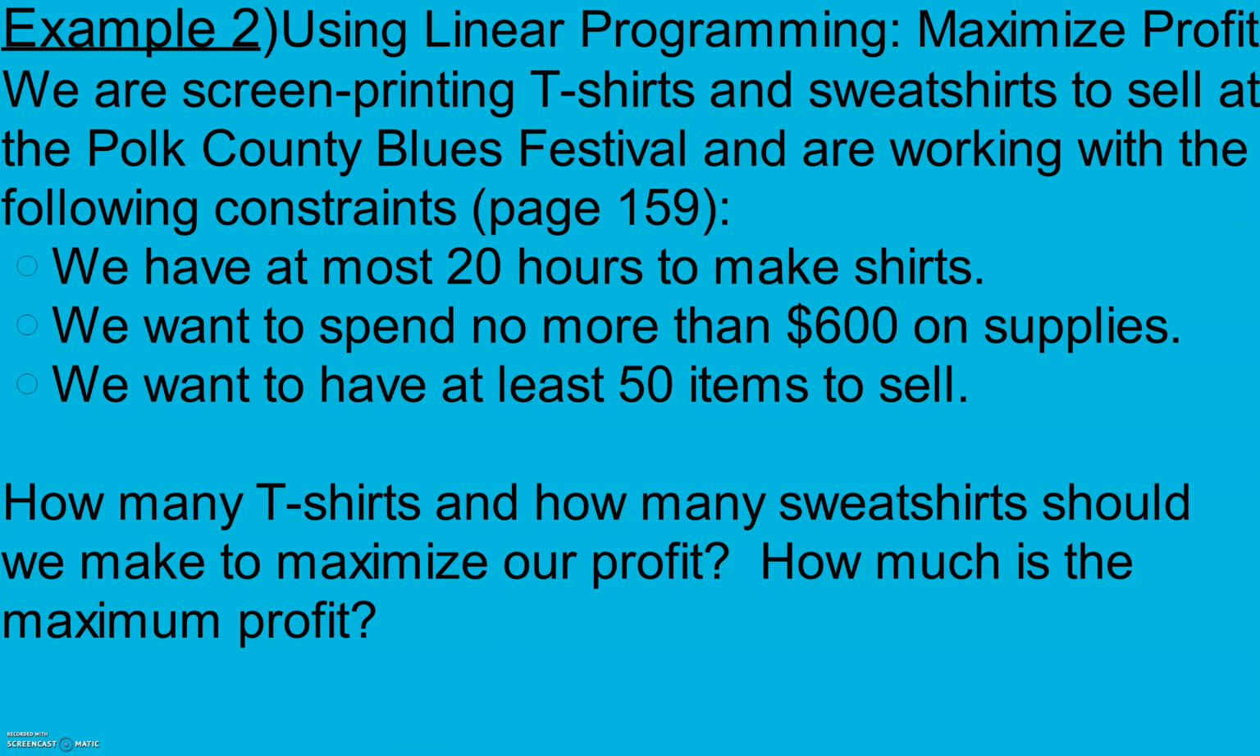In example 2, we're screen printing t-shirts and sweatshirts to sell at the Polk County Blues Festival and are working with the following constraints. These are on page 159. We have at most 20 hours to make shirts. We want to spend no more than $600 on supplies, and we want to have at least 50 items to sell. It also tells us some more information here.